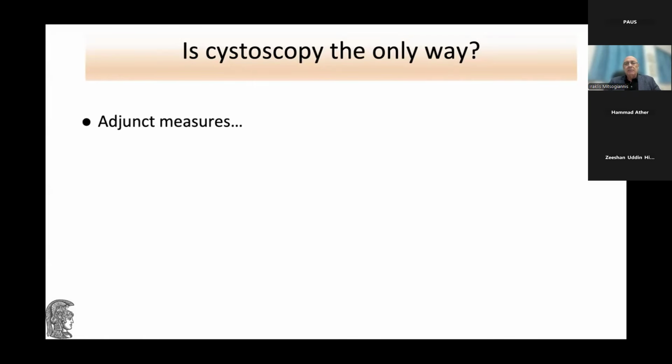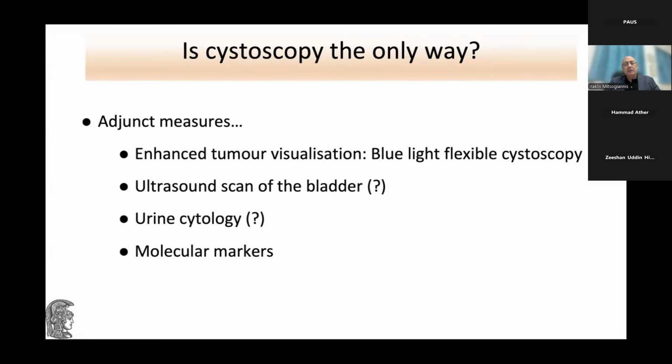So we do have adjunct measures nowadays. We have ways for enhanced tumor visualization, like the blue light flexible cystoscopy. The ultrasound scan of the bladder is not considered to be a very reliable tool for the follow-up, because some of the tumors cannot be detected on an ultrasound scan. The same goes for urinary cytology, because it's not reliable in low-grade tumors. And also we have molecular markers. I'll try to go through the data for the first and the fourth of these measures.